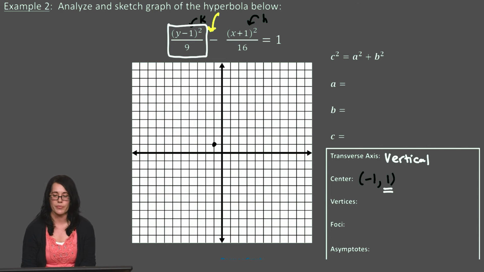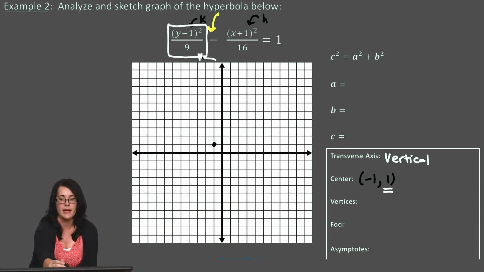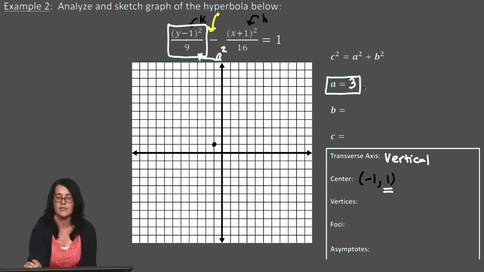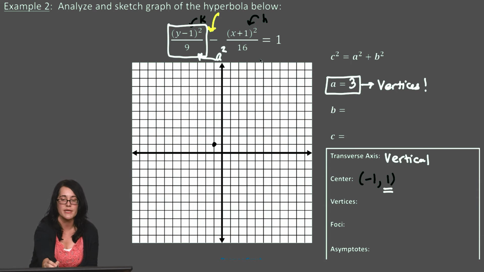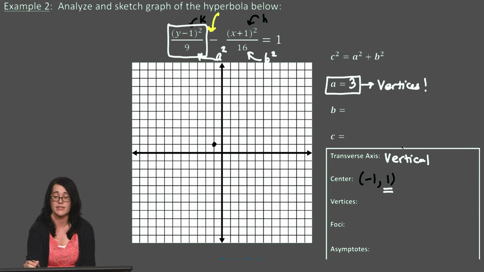Okay, so what do we know? Well, if it's truly a situation where we have a vertical transverse axis, and under our first term, the positive term is a 9, we now know that that's a squared, isn't it? So if a squared is 9, what is a? Yeah, a is 3. Remember, a will take you to your vertices, won't it? I like to write that down as I'm learning things, right? What else do we know? Well, we know b squared is the other number then. So b squared must be 16. And if b squared is 16, then b must be the square root of 16, or 4. Now this will help me with my slope, right?